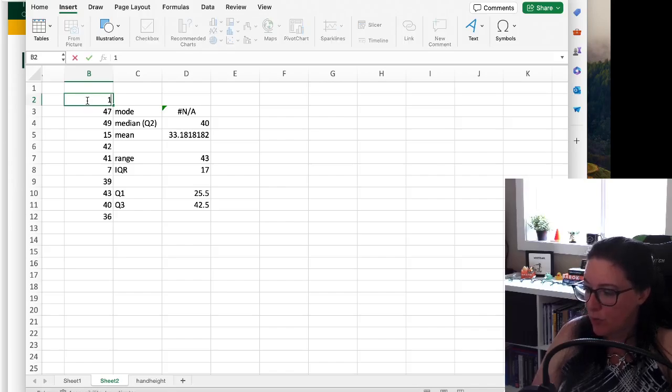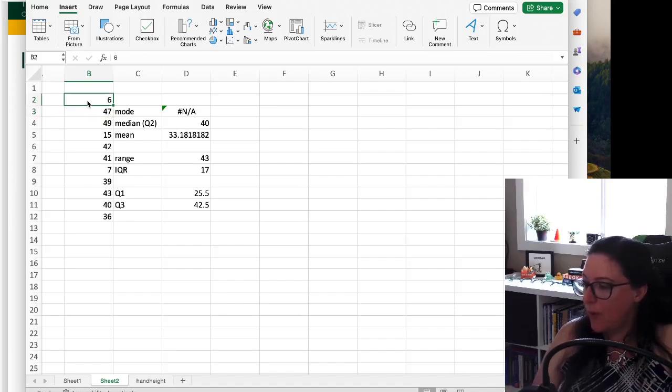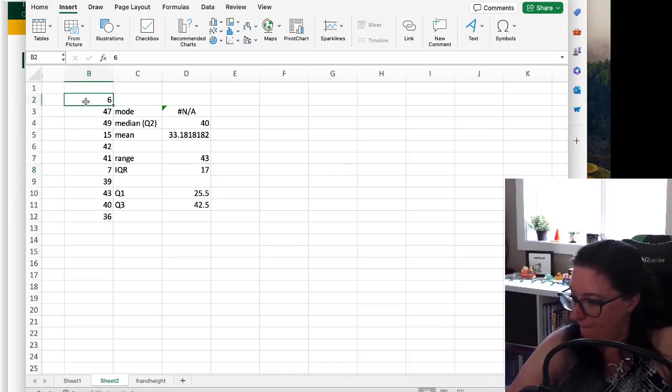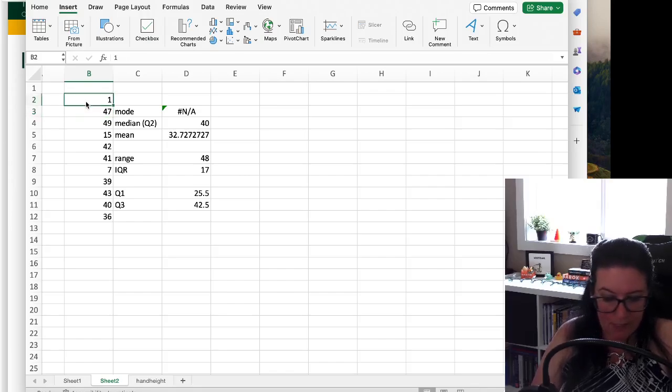So let's just take this data, and let me show you where I am going to make this number change. You can see here when I make that number lower, the mean gets pulled down. The range is going to get bigger, right? It's going to go from 43 to 48, but notice how the interquartile range didn't change, right? It is still 17, whether I make this 1 or 6.